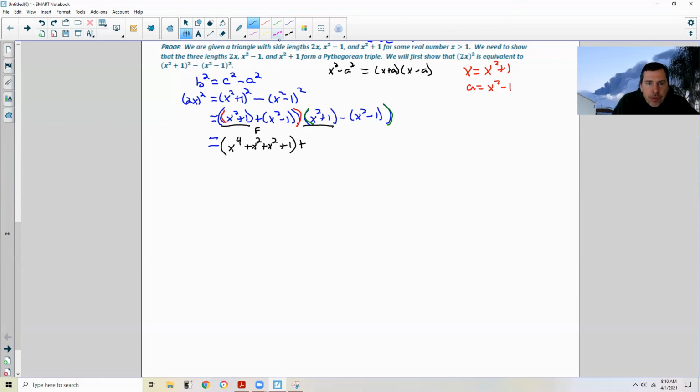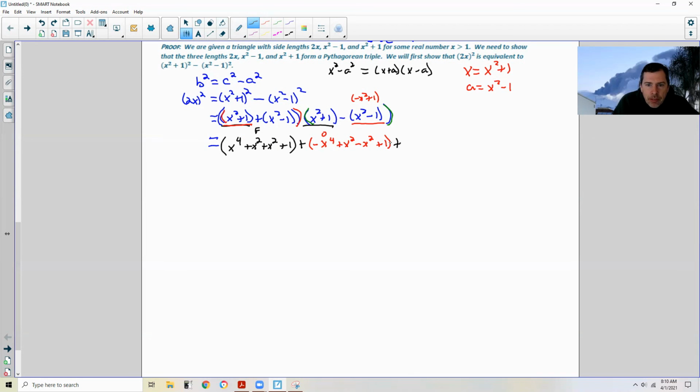Plus, now I need to do the outer. So I'm going to change to red now for outer. Outer is going to be this times this. And don't forget this negative sign. Think of this as minus x squared plus 1 with that negative sign distributed. Okay? So now I'm going to do the outer. X squared times a negative x squared is going to be negative x to the 4th. X squared times 1 is positive x squared. Inner would be 1 times negative x squared, which is minus x squared. And the last is 1 times 1, which is 1. Okay, hopefully you're still with me.